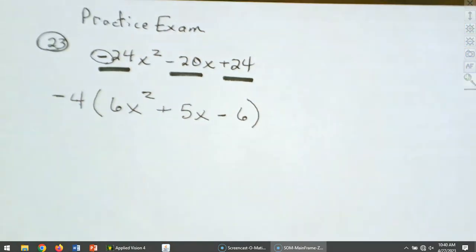Now we need to see if we can factor it further. It might be that it won't go any further. I think this one will. So we should be able to go a little bit further on this one. We should be able to factor this trinomial. We factor out that negative 4.